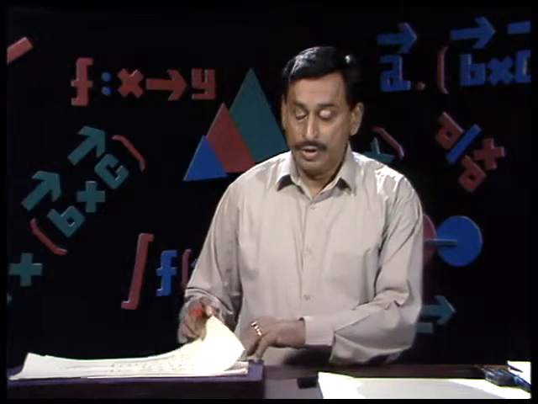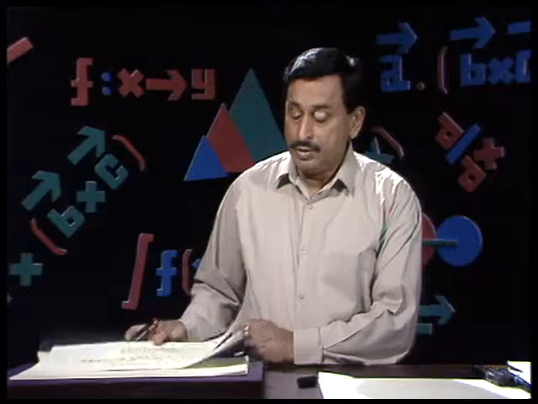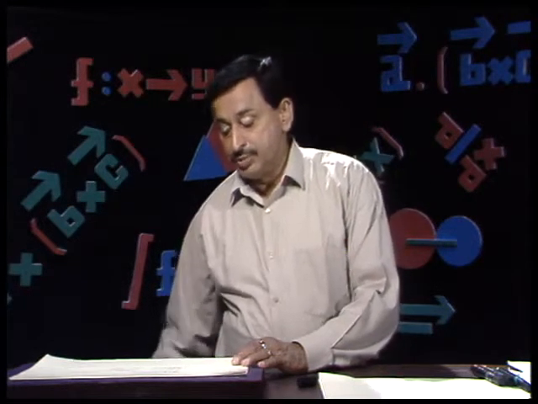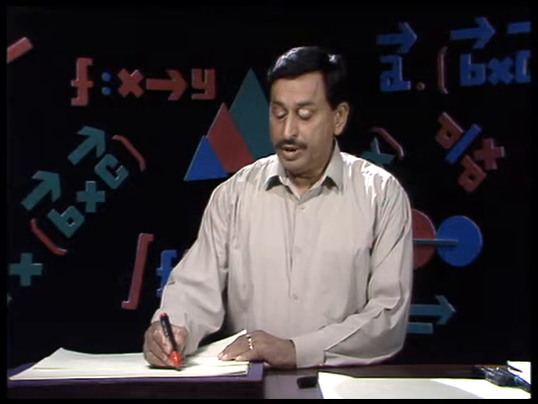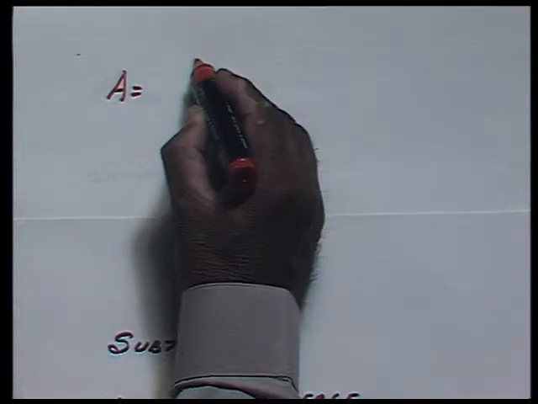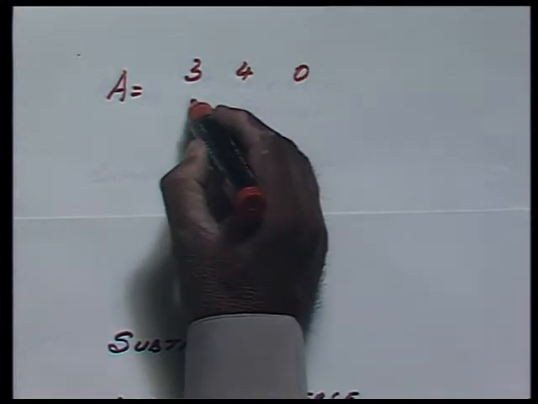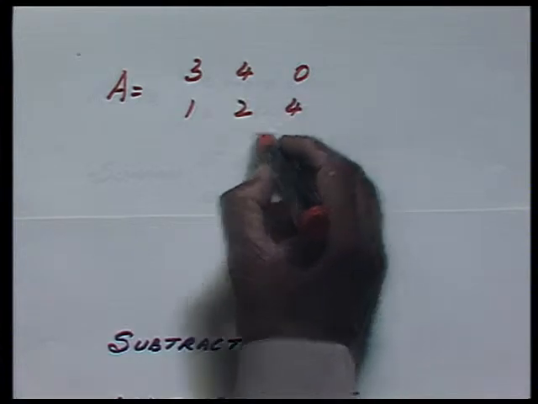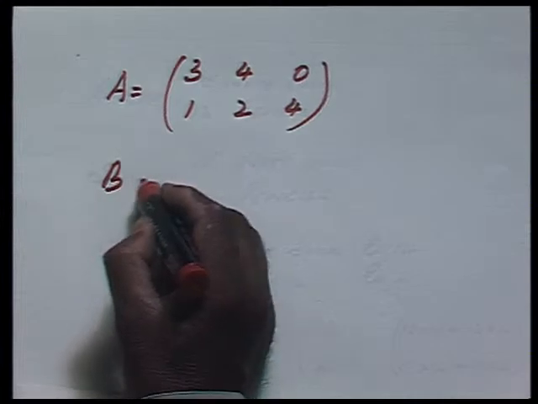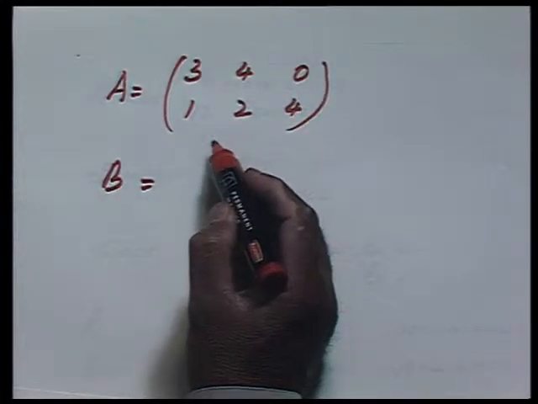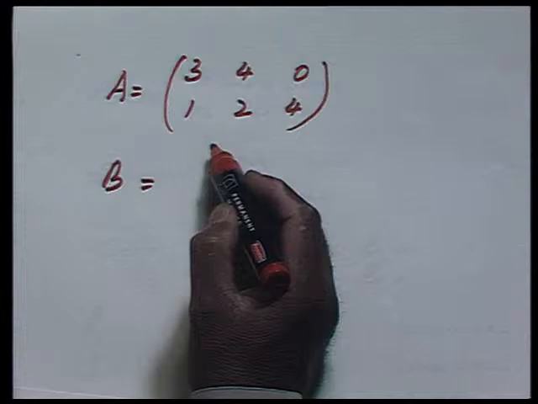Now when we talk of these properties in case of addition of matrices, we do find that there are certain other properties we need to mention about. What are those? We need to talk about these three basic things, that is subtraction and additive inverse and additive identity. We illustrate what subtraction is. We take a matrix A, 3, 4, 0, 1, 2, 4.